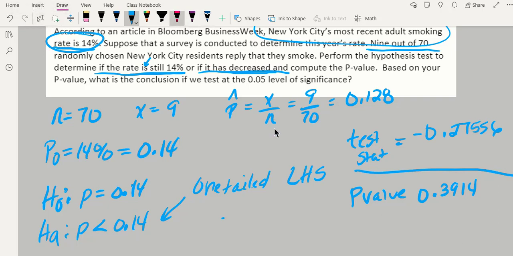So, is our p-value greater than or less than our significance level of 0.05? Well, that's easy. 0.3914 is greater than 0.05. So that means we do not reject our null hypothesis, and that means we do not have enough evidence to support our alternate claim.